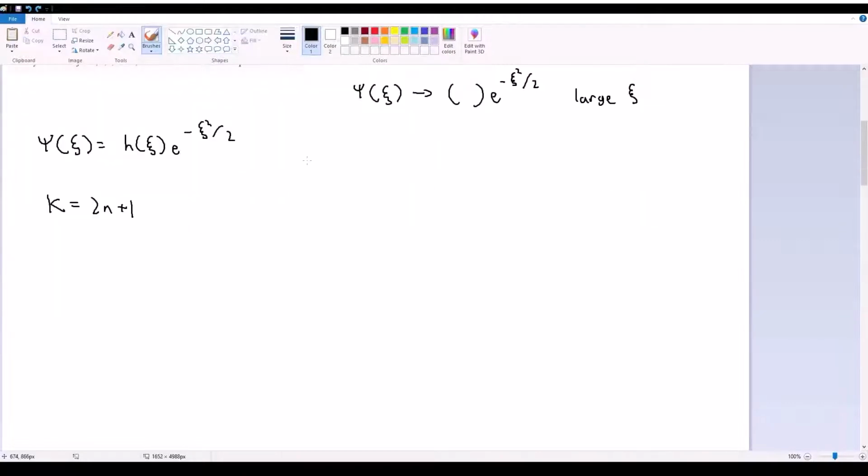So the way that you would do that is you would define 2 new functions. I'm going to call them u1 and u2. I'm going to say u1 is just a direct substitution for psi, and I'm going to say that u2 is equal to the derivative of psi with respect to xi.